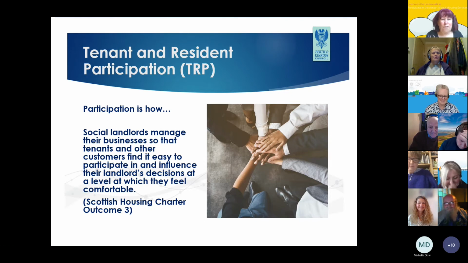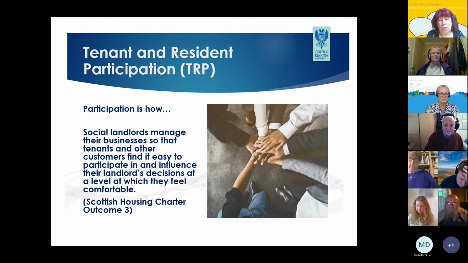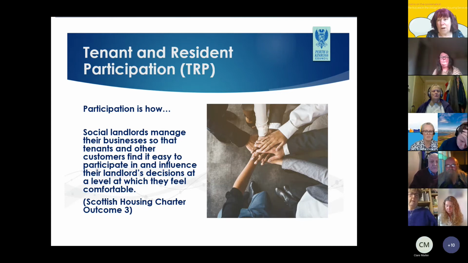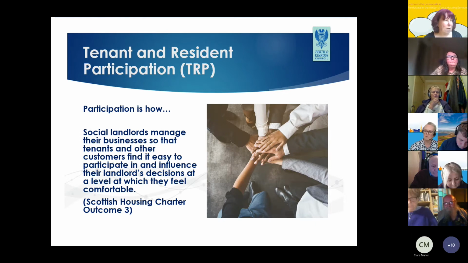There we go. Thank you very much, and thank you all for all your contributions. It just proves how tenant and resident participation works, that you've all read your preview material and you've all come forward with questions, and that you've been so lively through this meeting. Thank you. So just in case you didn't know, what is tenant and resident participation? As it says in that slide, it's how social landlords like ourselves manage our businesses so that tenants and other customers find it easy to participate.